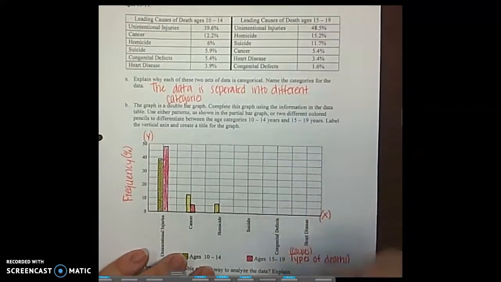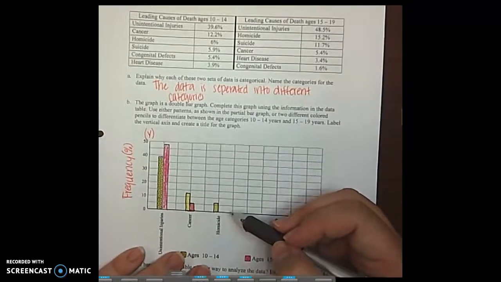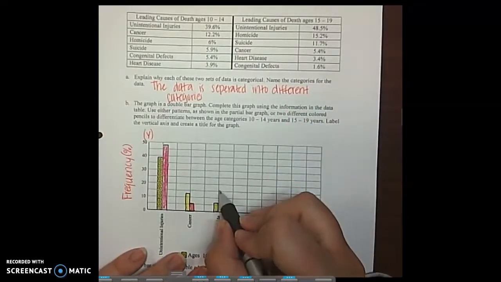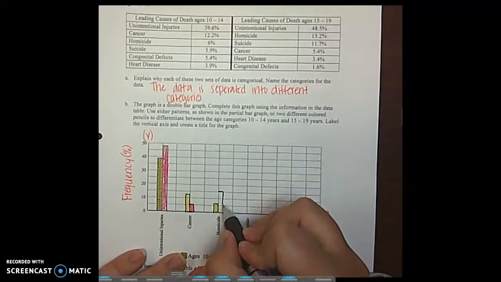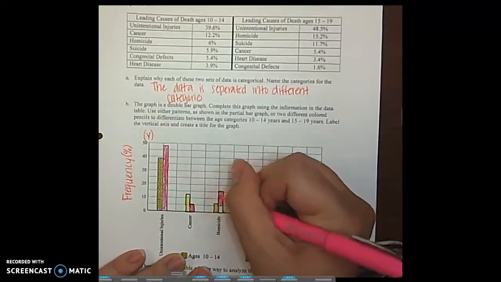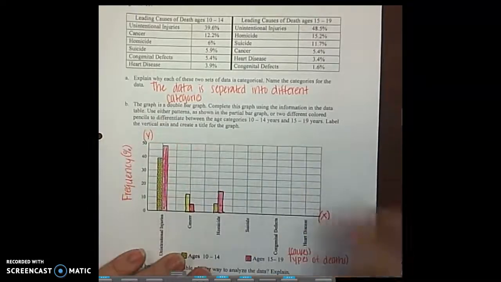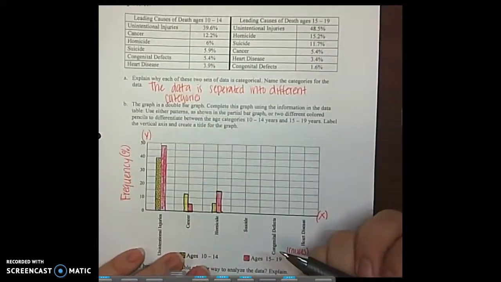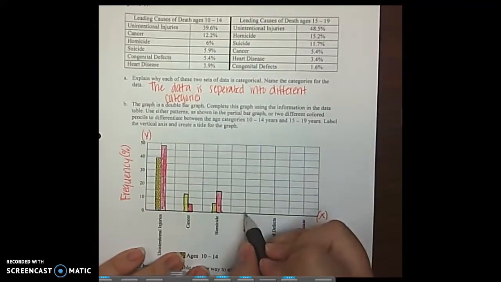Then for my Homicide of 15 to 19, I'm at 15.2%. So I'm going to go up to 15. You can't really tell that it's going to be above it because it is just 0.2, which is a very small percentage. So it's going to be basically sitting on that 15 line. For Suicide, I'm at 5.9%, so I'm going to be very close to the 6% line, which is just slightly above 5.